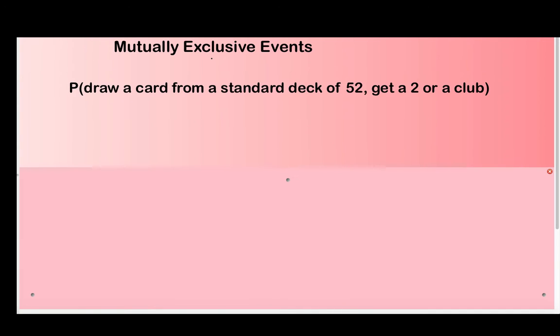So here's an example. What's the probability that we draw a card from a standard deck of 52, and we get either a 2 or a club? Well, since these events are not mutually exclusive, there is one card that's both a 2 and a club. We compute the probability of getting a 2 and add that to the probability of getting a club, and we subtract from that the probability that our card is the 2 of clubs. And that's pretty easy to do.